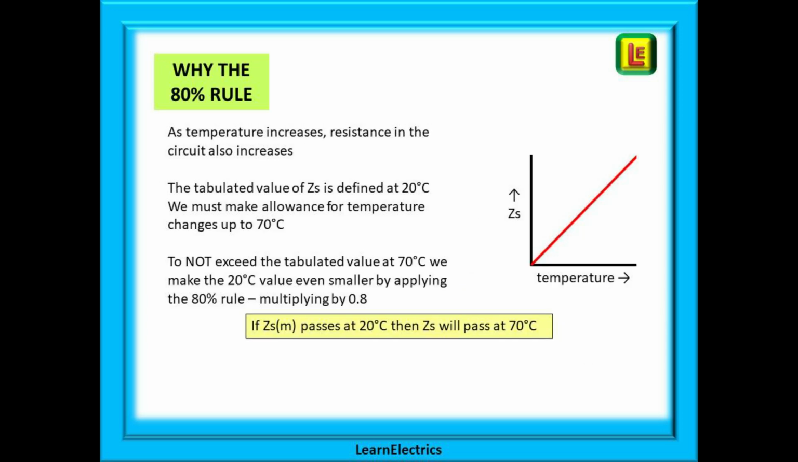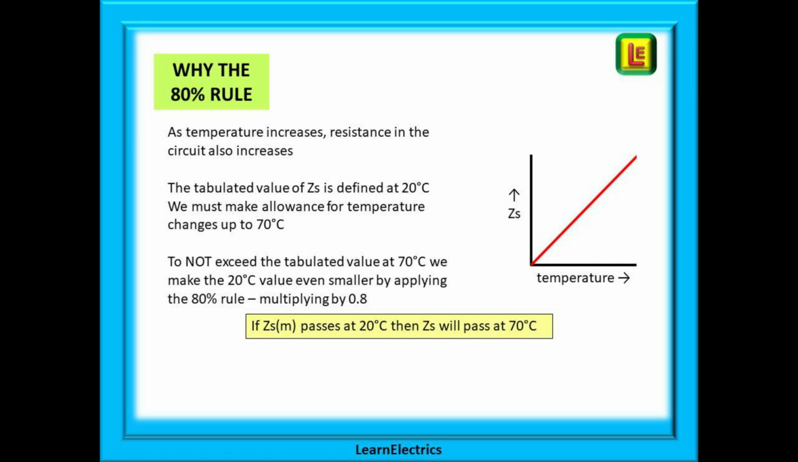Why do we need this? Put very simply, as temperature increases, resistance in the copper of the circuit also increases. The tabulated value of ZS is defined at 20 degrees centigrade, but we must make allowance for temperature changes all the way up to 70 degrees centigrade. To not exceed the tabulated value at 70 centigrade, we make the 20 centigrade value even smaller by applying the 80% rule, in other words multiplying by 0.8.